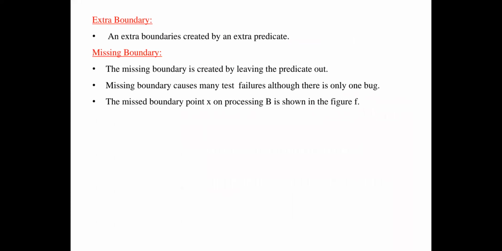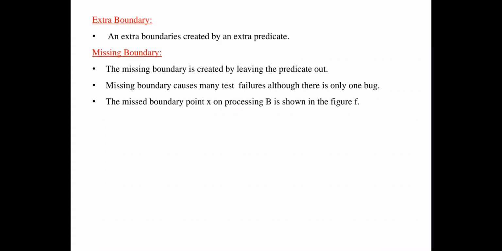Next is extra boundary. An extra boundary is nothing but getting an extra boundary. Normally you have to get one boundary, but it is getting two boundaries. That is called an extra boundary, created by an extra predicate. Initially, one predicate is enough for one boundary, but you are using two predicates. That's why an extra boundary is created.